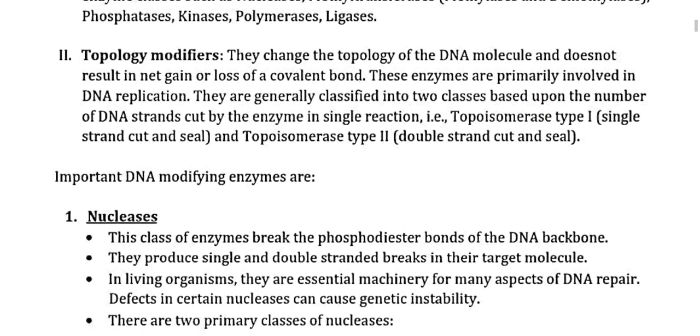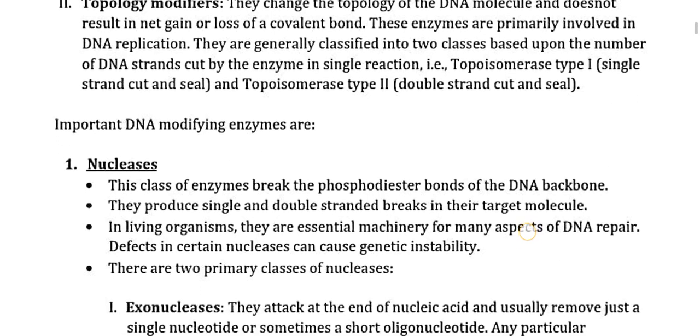Then topology modifiers. They change the topology of the DNA molecule and do not result in net gain or loss of a covalent bond. These enzymes are primarily involved in DNA replication. They are generally classified into two classes based upon the number of DNA strands cut by the enzyme in a single reaction. Topoisomerase type 1, single strand cut and seal, and topoisomerase type 2, double strand cut and seal.